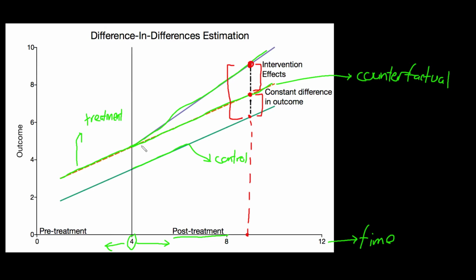Just remember, that line is the counterfactual. That's what happens with the treatment. This is the control here. It's straight because it obviously receives no treatment at all, and there's no change like that.